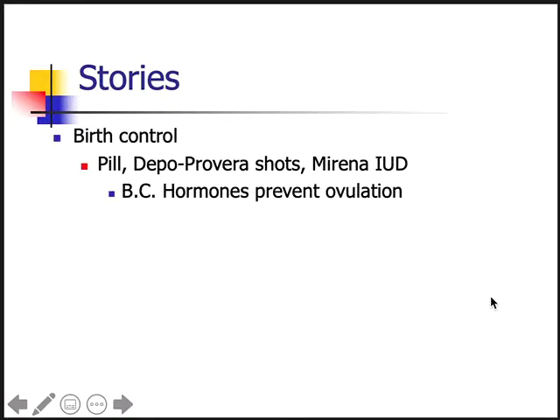All right, so time for a slight break, perhaps. Birth control. The pill, right? Birth control pills or Depo-Provera shots or even IUDs, intrauterine devices. They can all have hormones that prevent ovulation.